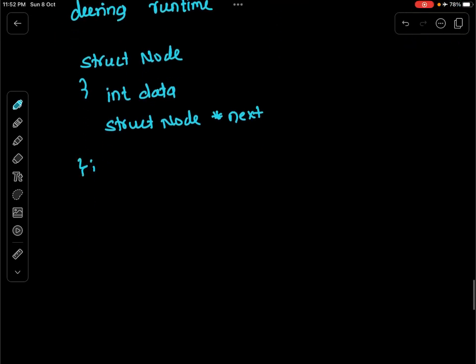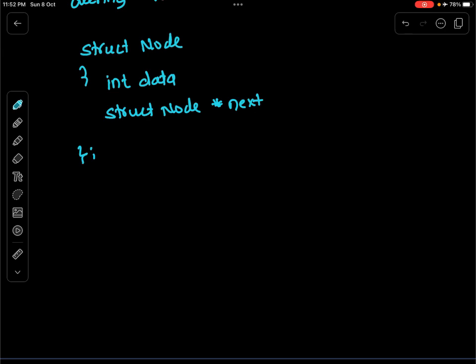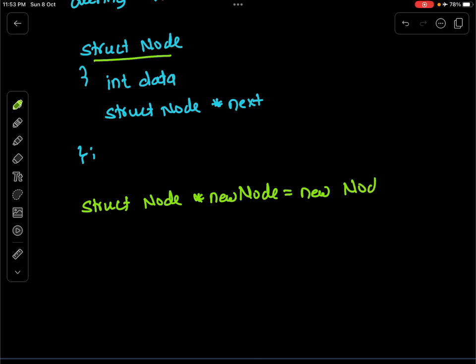Now say for example I need to create one node. So how will I create it? I need to create a node of the node data type itself. So I will simply create a node of the same data type which I have declared over here. I will be using struct node. What is the name of the new node? Say for example I name it new node equals new node. So this will be the creation of a node.